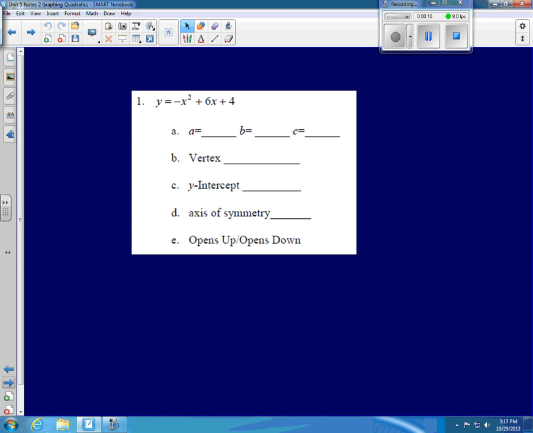Let's take a little review from yesterday and look at just figuring out some information from this quadratic we're given. It says y equals negative x squared plus 6x plus 4. So our first step was to start off by identifying our a, b, and c. There's not a number written in front of a, but we want to remember that it's -1. Our b is 6, and our c is 4.